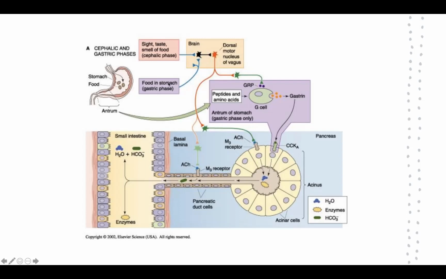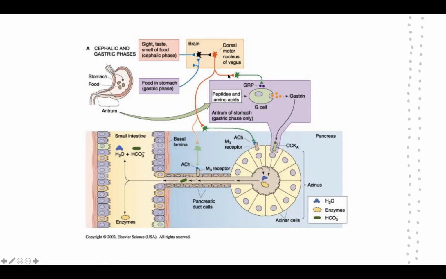The food in the stomach also goes through that same process, mediated by the vagus nerve. So there are two processes. The vagus nerve can go on to our G cells located in the stomach. Here we have gastrin releasing peptide, and it acts on the G cells to release gastrin. Gastrin then acts on CCK receptors to release some of these enzymes for digestion.